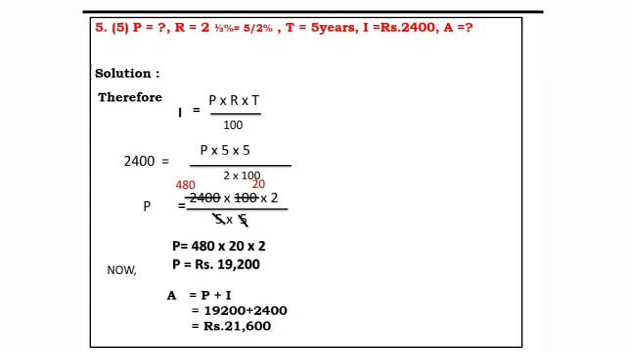So your principal is what? Rupees 19,200. Now you are going to find amount by writing the formula, amount is equal to P plus I, that is principal plus interest. Therefore, A, that is amount, is equal to 19,200 plus 2,400, which is equal to 21,600. So your amount is rupees 21,600 and your principal is rupees 19,200.